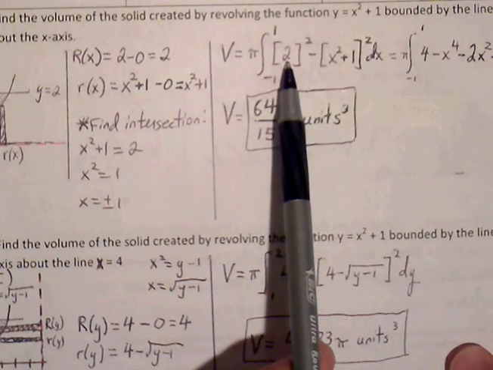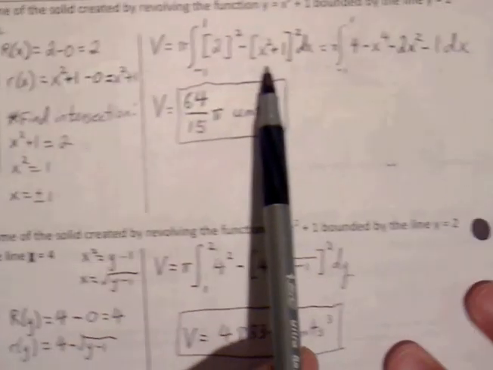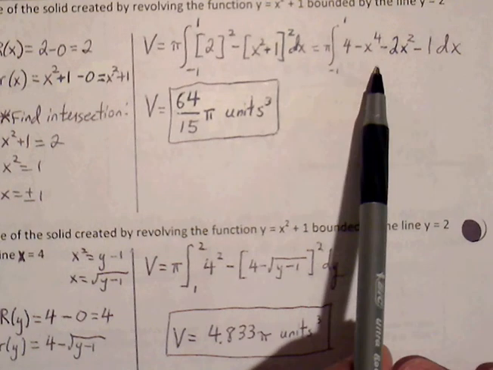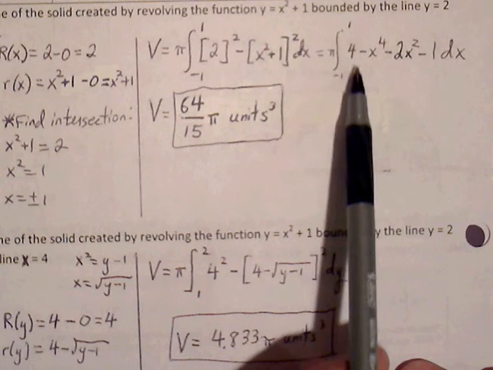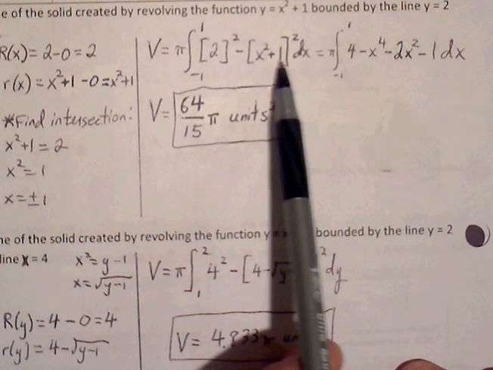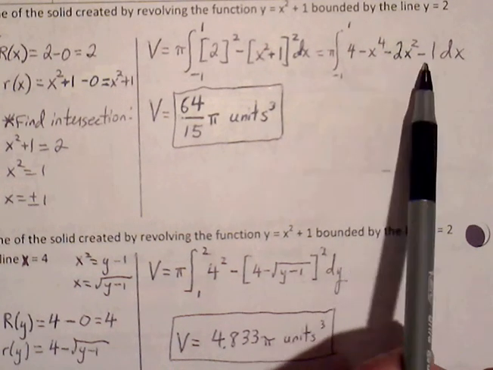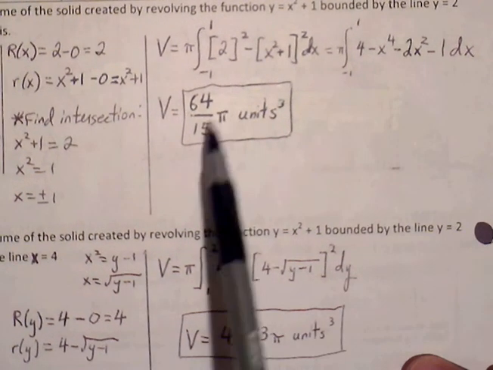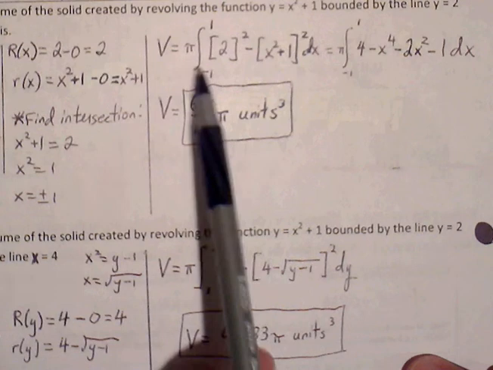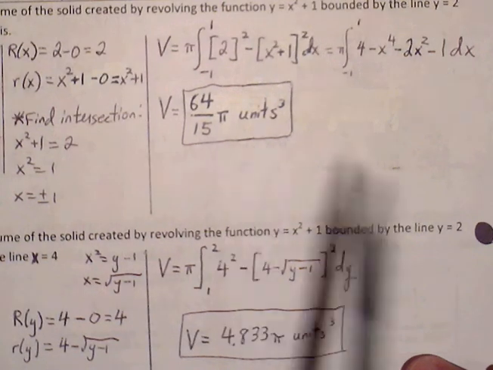When we expand, we get 4 minus x to the 4th minus 2x squared minus 1 between -1 and 1. So we can either plug all this in the calculator, or you can go through the power rule and plug in the upper and lower bounds. Either way, you're going to get 64 over 15, and we want to make sure we include the pi cubic units.